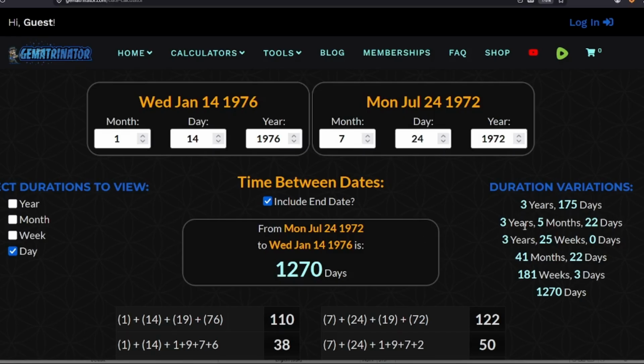This is 1,270 days. 3 years, 5 months, 22 days. 3.5 years, half of 7 years. So it's a little off, but only because of the elongated orbit of Mercury.